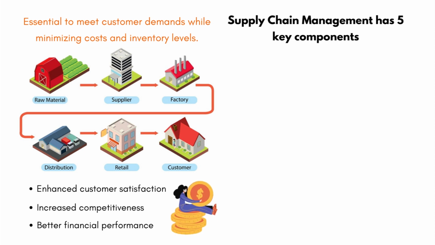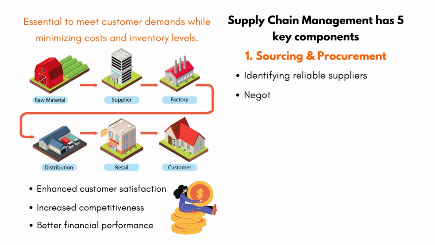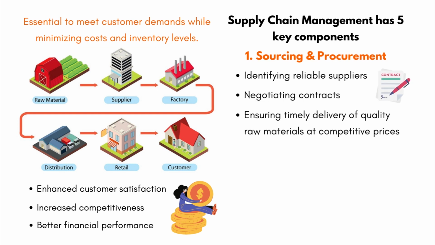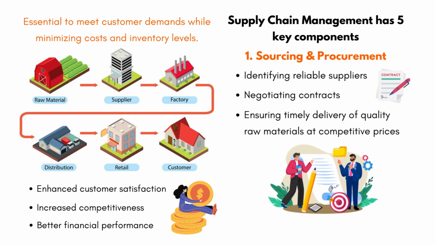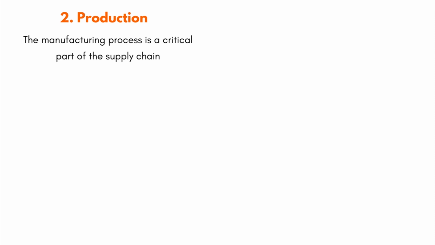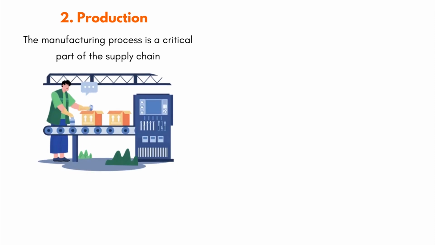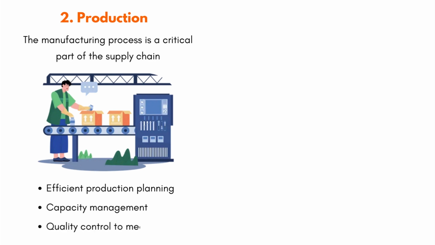Supply chain management has 5 key components. The first is sourcing and procurement, which involves identifying reliable suppliers, negotiating contracts, and ensuring timely delivery of quality raw materials at competitive prices. Strategic sourcing can lead to cost savings and improved product quality. Production is another key component of supply chain management. The manufacturing process is a critical part of the supply chain, involving efficient production planning, capacity management, and quality control to meet demand while minimizing waste.